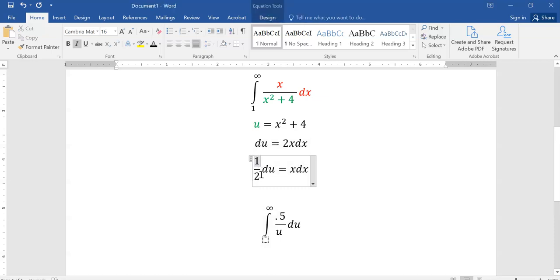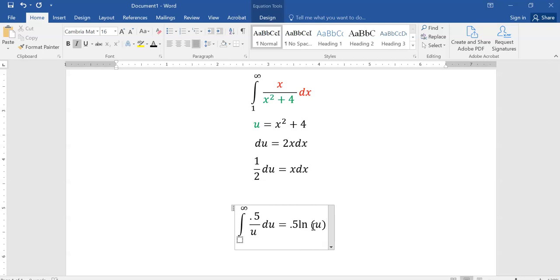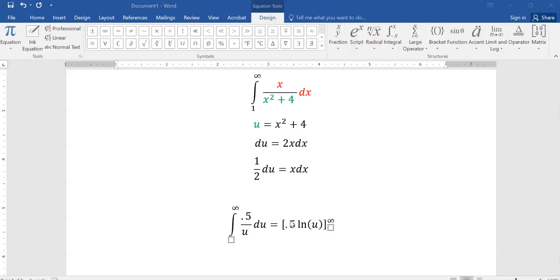Hopefully you can freely change 1/2 to 0.5 or anything like that if you wanted to. So when you integrate that, what you get is 1/2 or 0.5 times the natural log of u. Obviously, we're going to evaluate that from lower bound to upper bound. I'm going to leave that off right now. Let me go ahead and do that. I'll put the bounds on something like this.